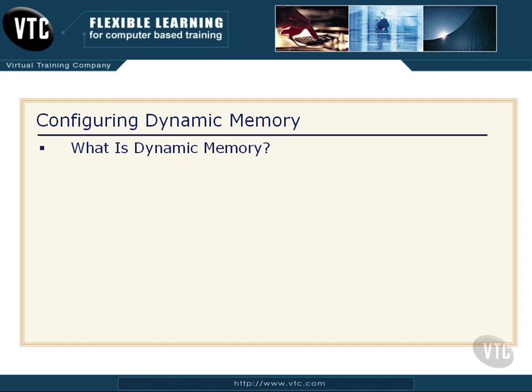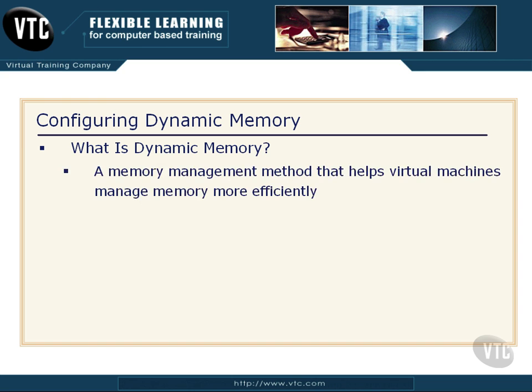So let's go with dynamic memory here. What is dynamic memory? It is a memory management method that helps virtual machines manage their memory more efficiently. Now, the big push with virtualization is what we'll call consolidation numbers. You'll hear that term out there. What we're talking about is how many virtual machines we can efficiently consolidate onto a single physical server. And when we've got memory management that's more efficient, then we can put more virtual machines on there. It saves money, it saves time, it saves administrative effort.